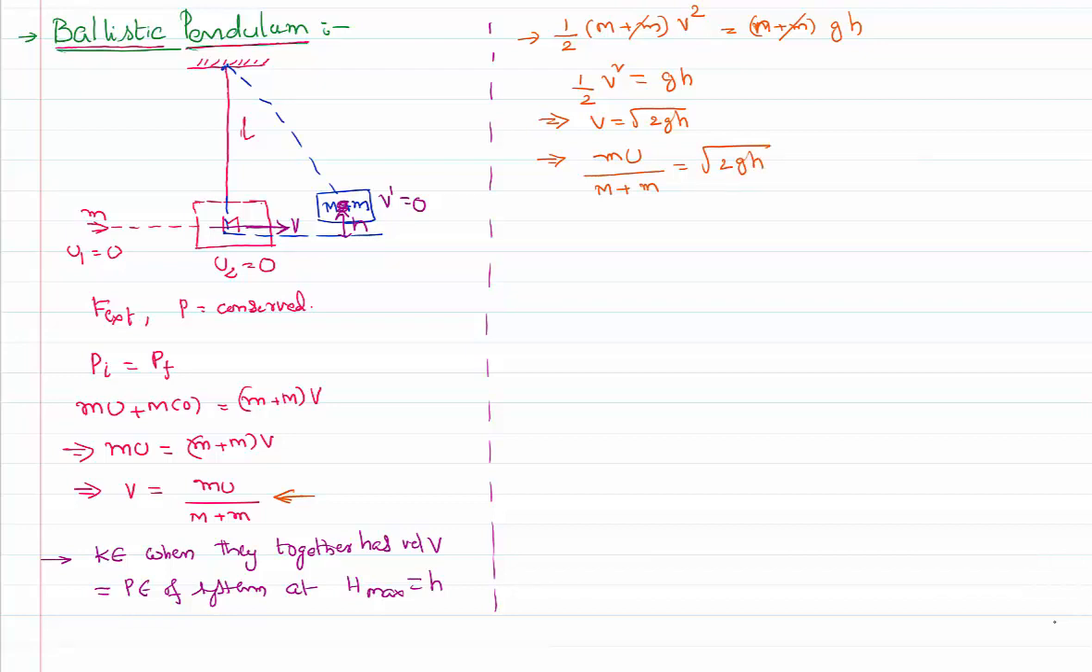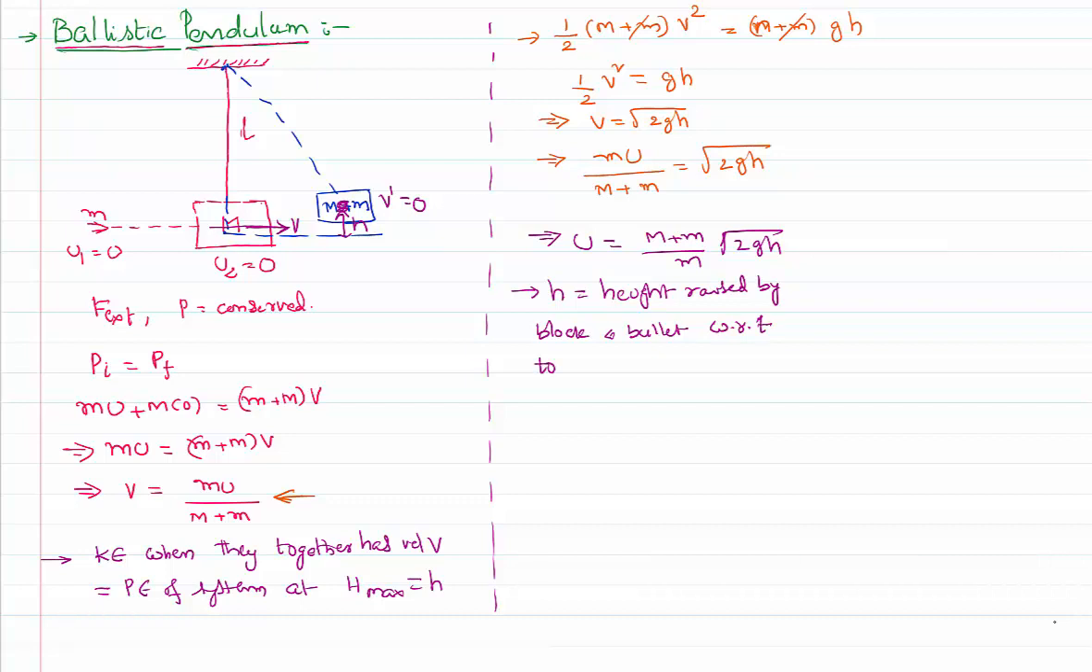Our aim is to calculate the velocity of the bullet, u, initial velocity of the bullet. So I can write initial velocity of the bullet is (M plus m) by small m into root of 2gh, where h is the height raised by that block and bullet together with reference to mean position.